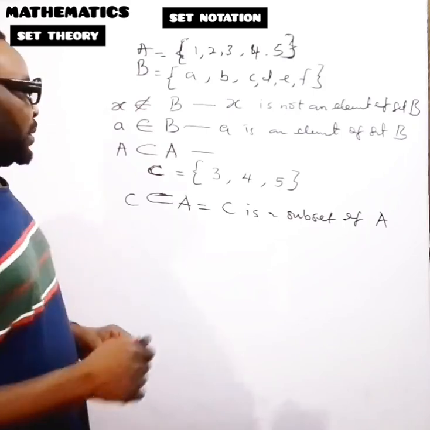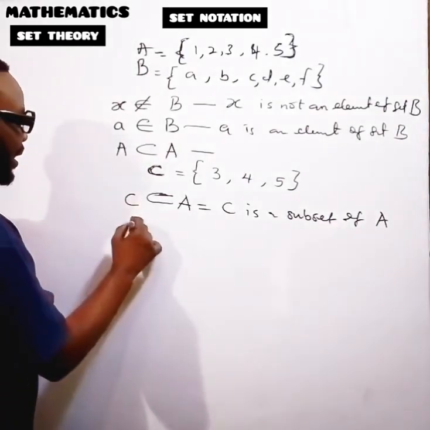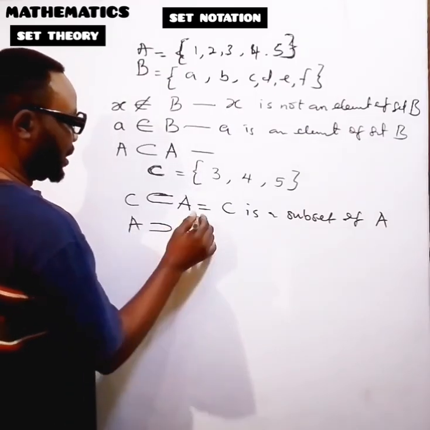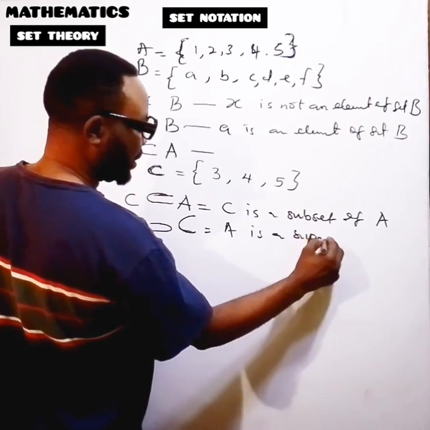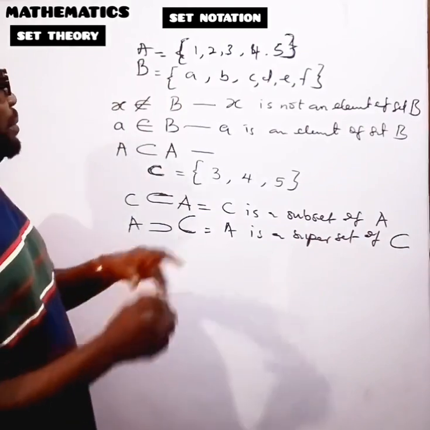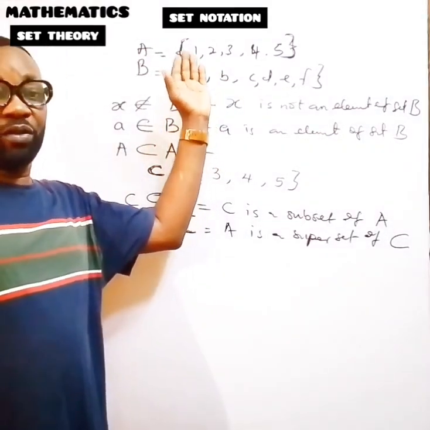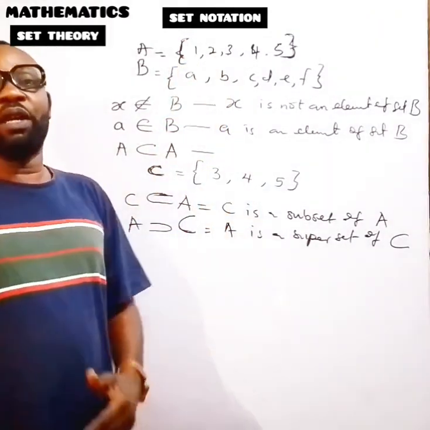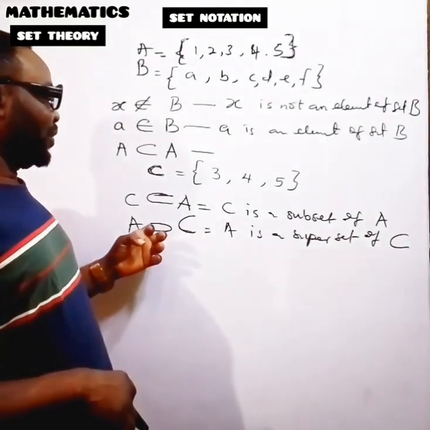Now, we can as well say that A is a superset of C. That is, A is a superset of C. You can see all the elements that are in C are in A. So A has some elements in it which are not in C. So it makes it superior over set C.